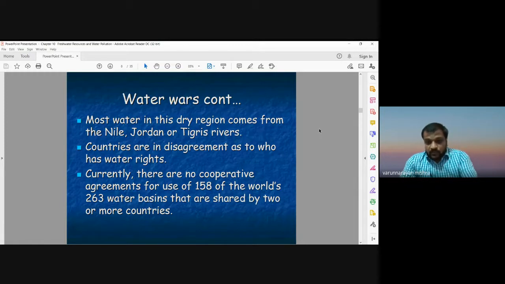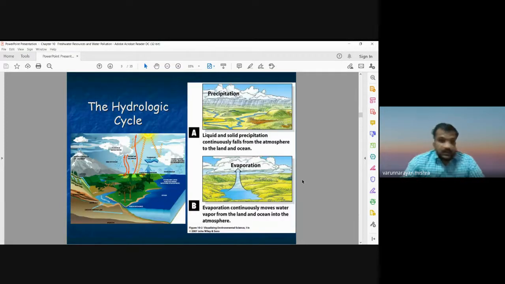So these are some common things. This is the hydrological cycle for the water resources. As we know, precipitation is one of the common forms of water resources. All the liquid and solid precipitation continuously falls from the atmosphere to the land and ocean. And at the same time, there is a process of evaporation. Evaporation continuously moves the water vapor from the land and ocean to the atmosphere. So this is a hydrological cycle.